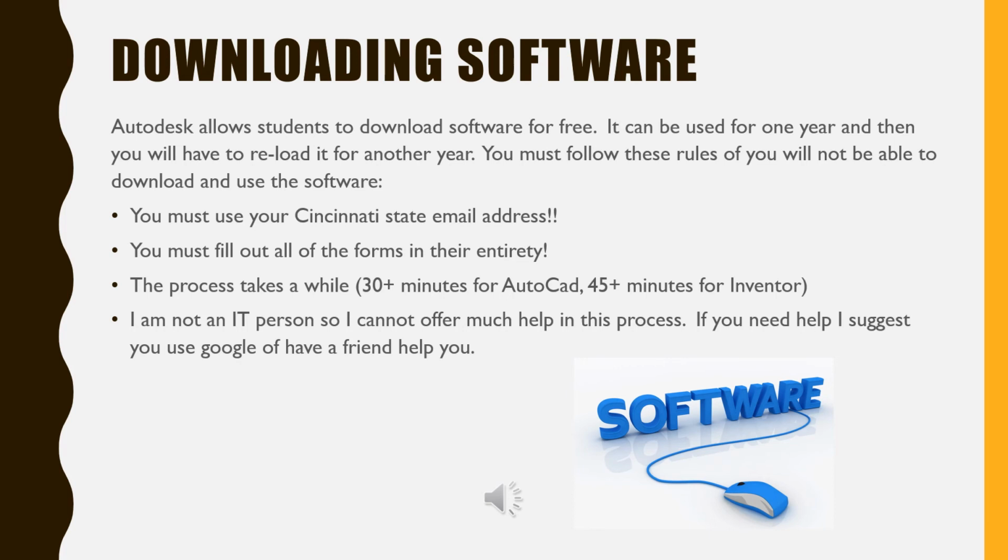You must use your Cincinnati State email address for setting up an account for all of your communication with your software. You have to use a Cincinnati State email or it will not work. When you're downloading it, you have to go through a process of creating an account and fill out some forms. They're going to ask you some questions. They're very generic questions like where do you go to school and those kinds of things. It's not personal information. You're not going to put your social security number or anything like that, but you've got to fill out the forms or you will not get the software.